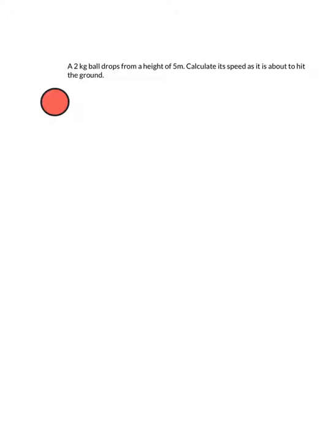Okay, so let's do an exam style question now. We've got a 2 kilogram ball dropping from a height of 5 meters. So here's our ball here, and it's 5 meters from the ground. Calculate its speed as it is about to hit the ground. So we know that speed is velocity, and height is in meters, and mass is over here. So we've got mass, we've got height.